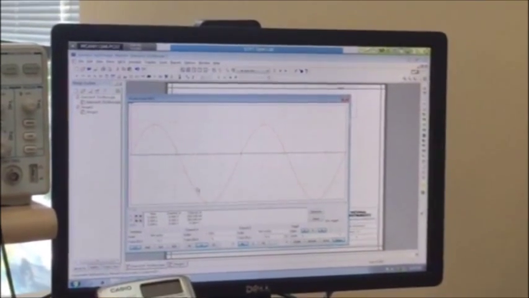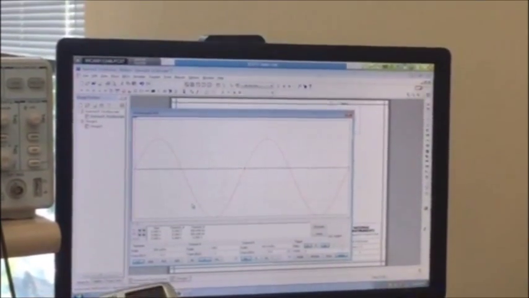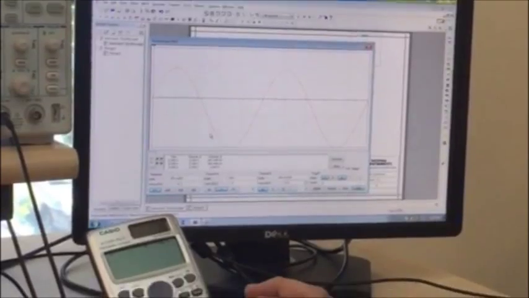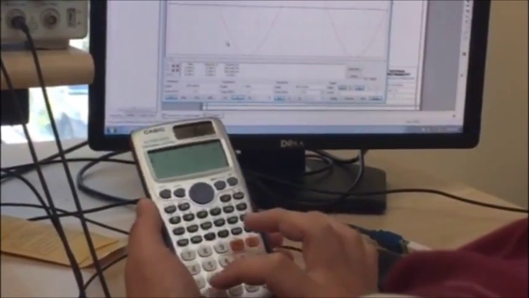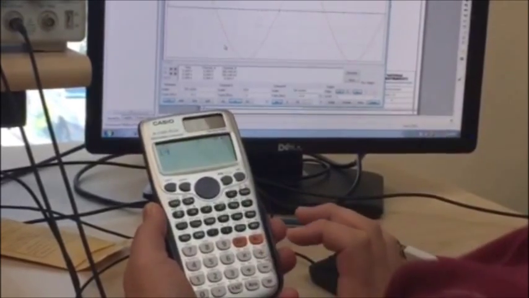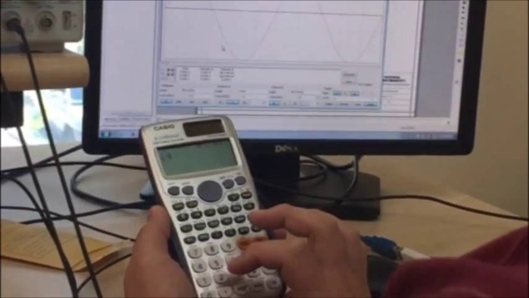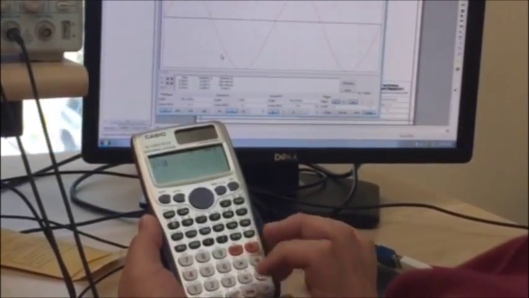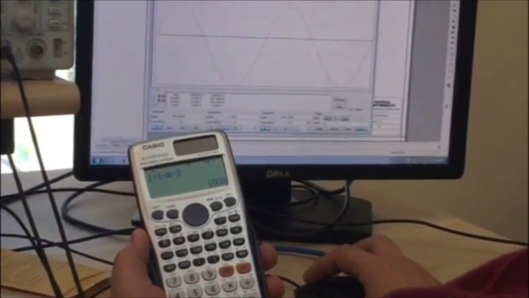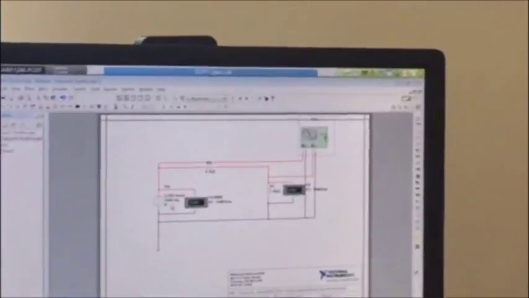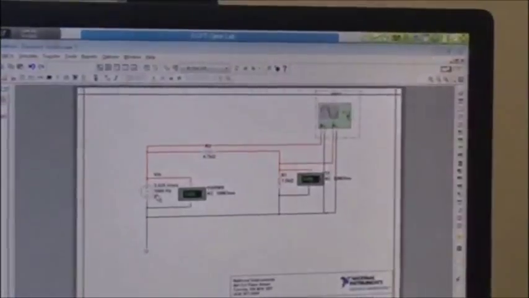All right, next we're going to find our frequency, the old school method. Frequency equals 1 over time. So we're going to take 1 divided by our time, which was 1 millisecond, so 1 EE to the negative 3. And it gives us 1,000 hertz for our frequency, which is here on the screen.